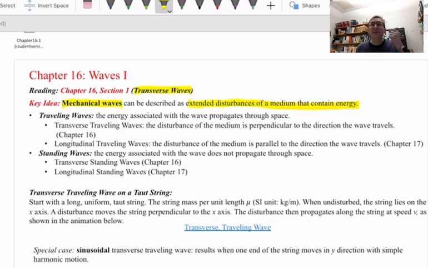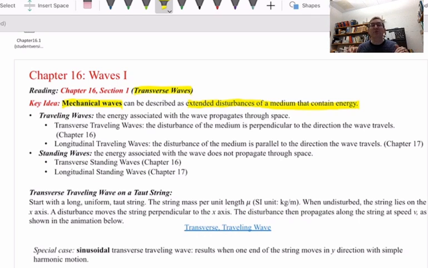Probably the simplest thing to visualize, to picture in your mind at the outset, is waves that you see in water. Whether it's a small body of water like a bathtub or a sink, or a large body of water like a lake or a sea or an ocean. We all have seen waves on water. That's a mechanical wave. The water is the medium.